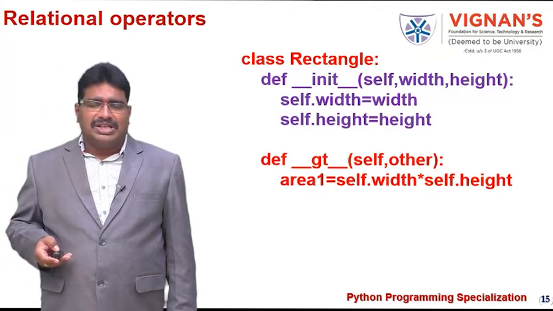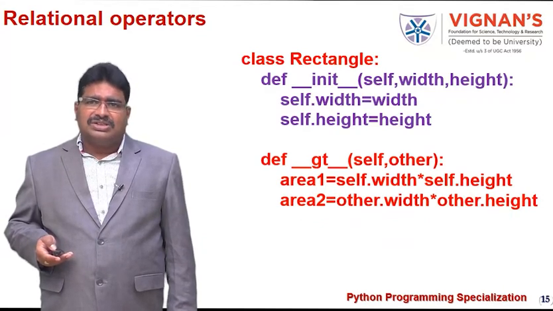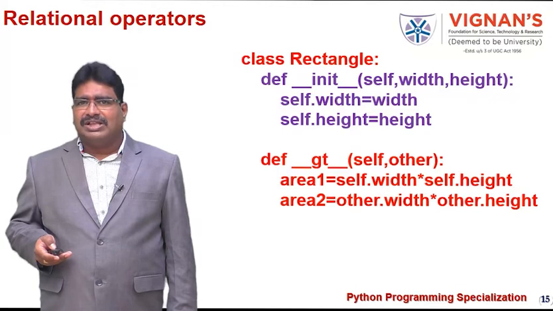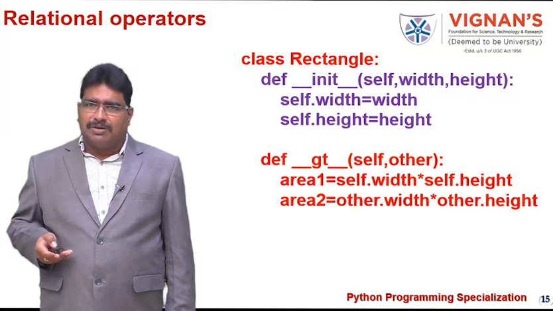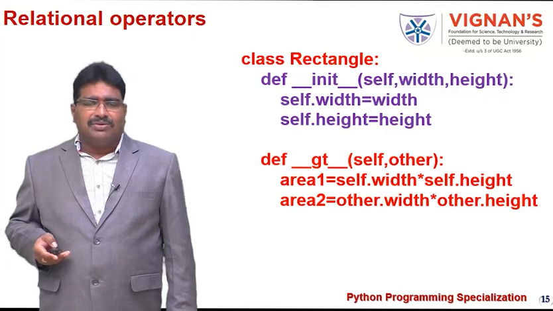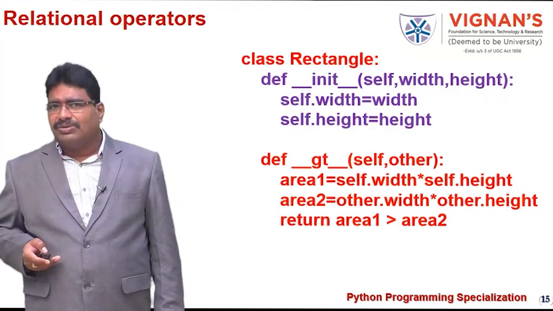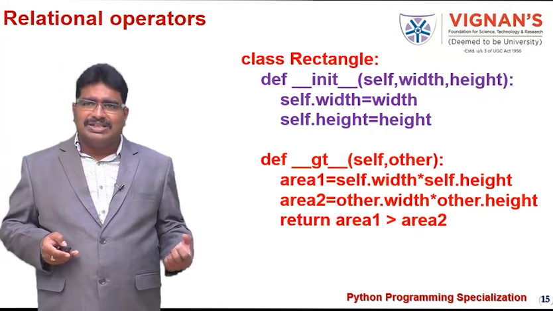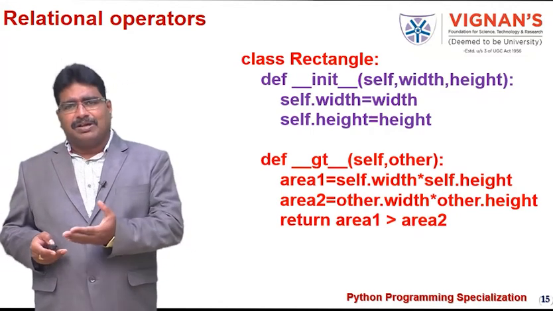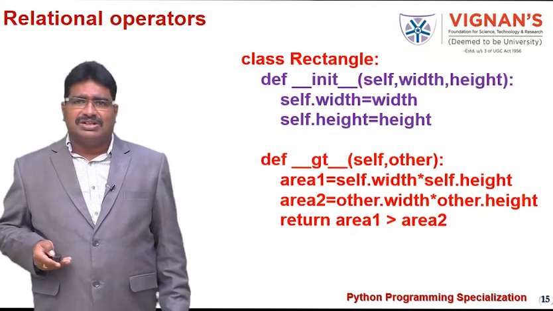To calculate its area we use the statement area2 = other.width * other.height. So area1 represents the first operand's area, and area2 represents the second operand's area. Now we simply use the statement return area1 > area2. That is, if the first operand's area is greater than the second operand's, it returns True, otherwise it returns False.